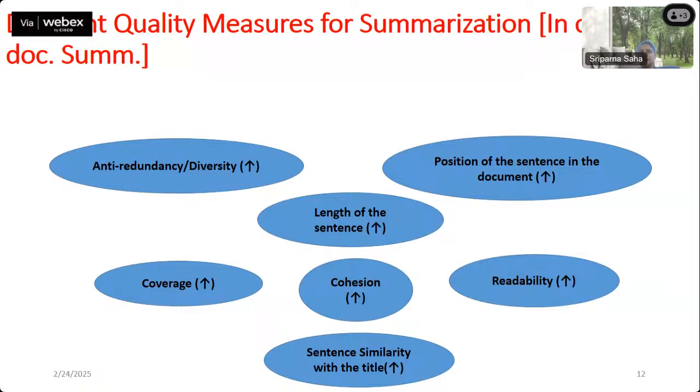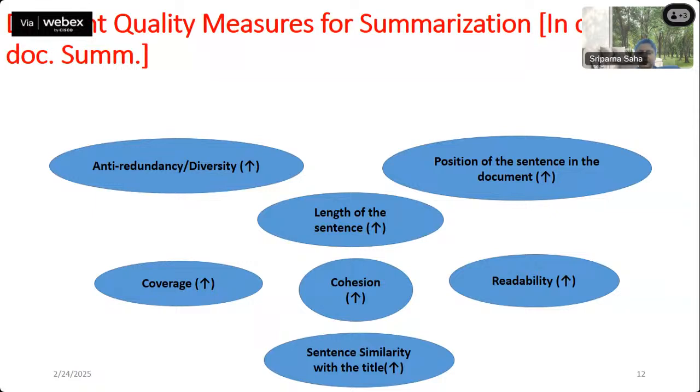Then in a particular document, the initial sentences contain more information than the middle or the end sentences. Mostly in the first few sentences, a news reporter conveys most of the information related to the event. Coverage: we need to cover the entire event in the summary. Cohesion: the sentences in the summary should be related to each other. We also need to increase the readability of the summary, and the sentence similarity with the title should also be increased.